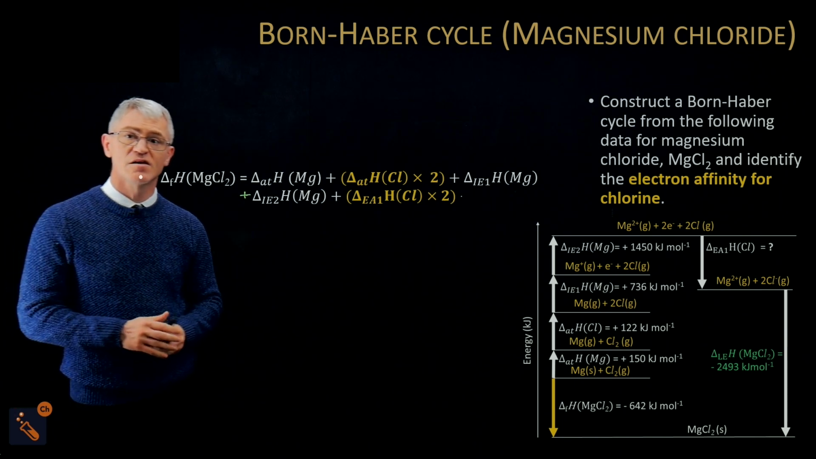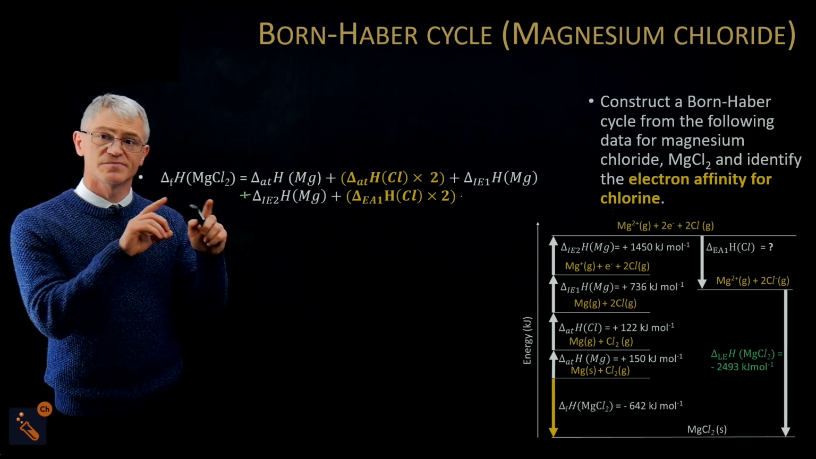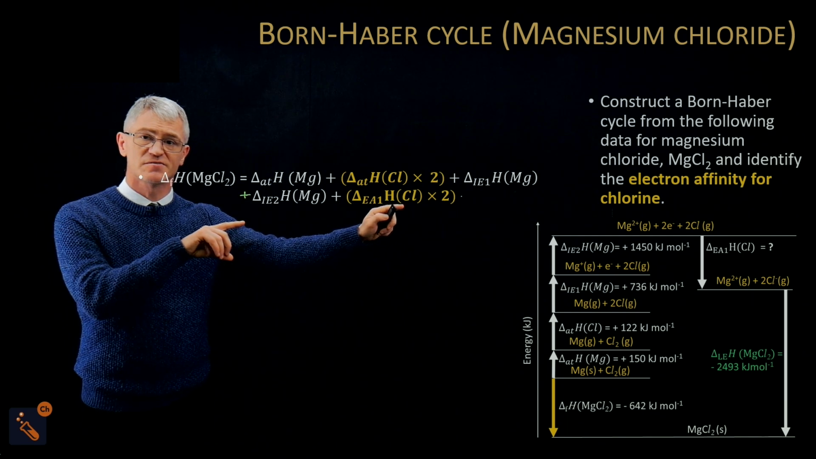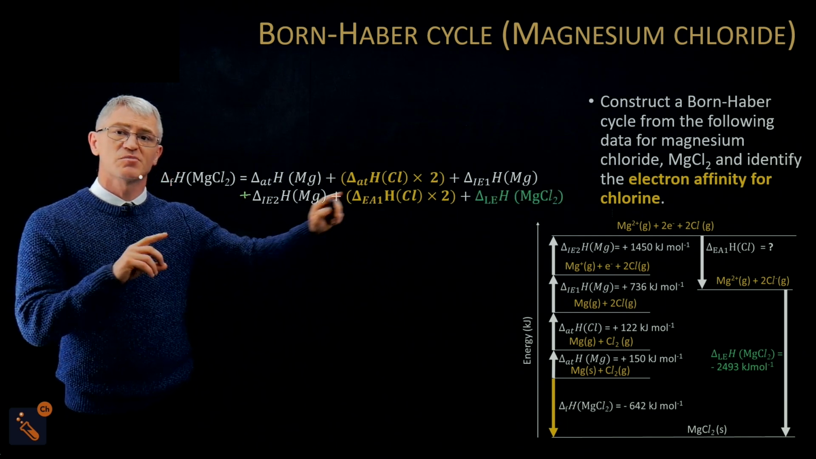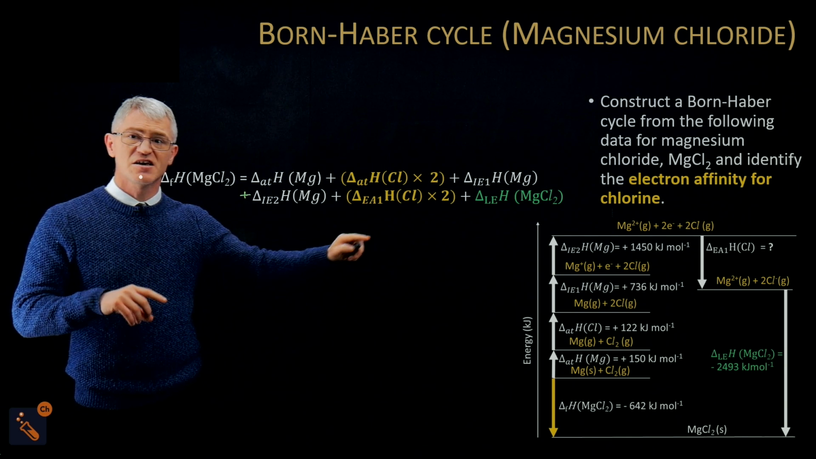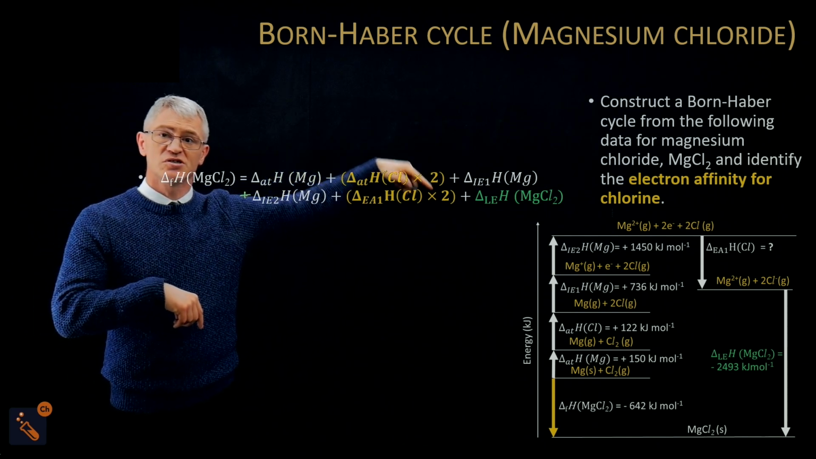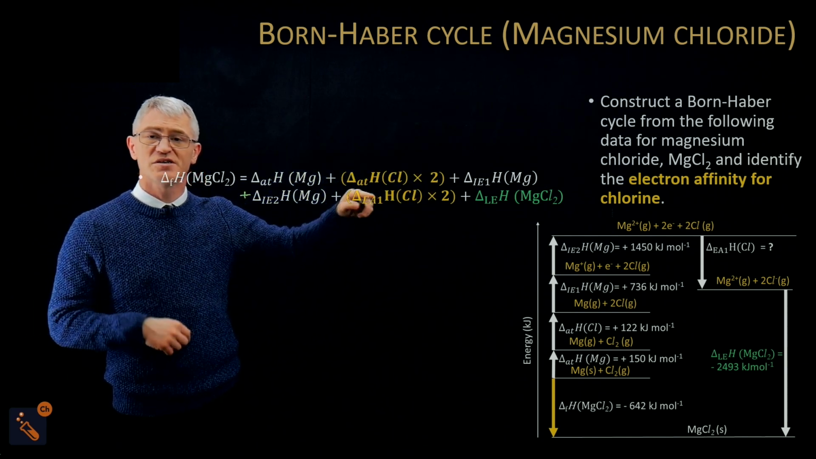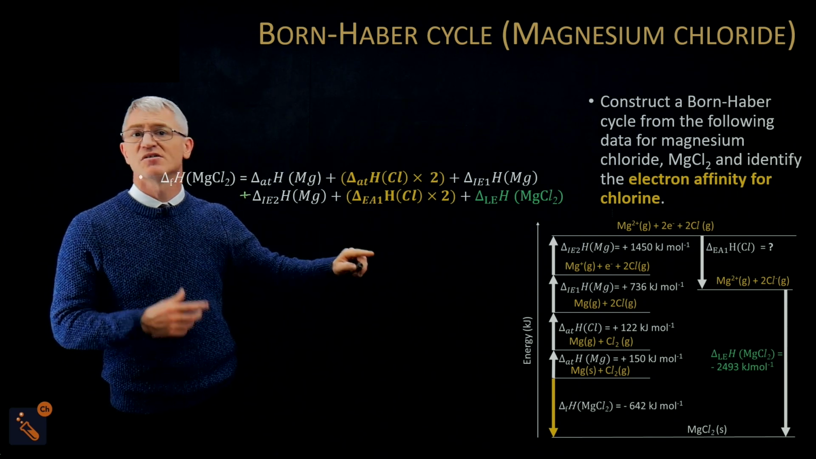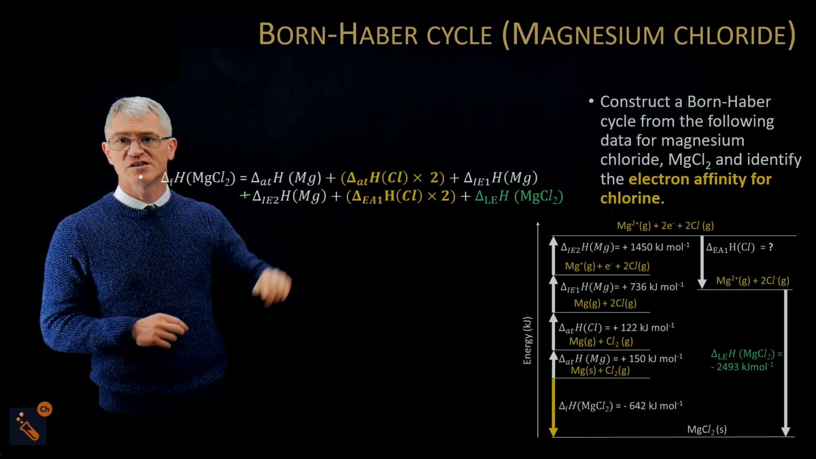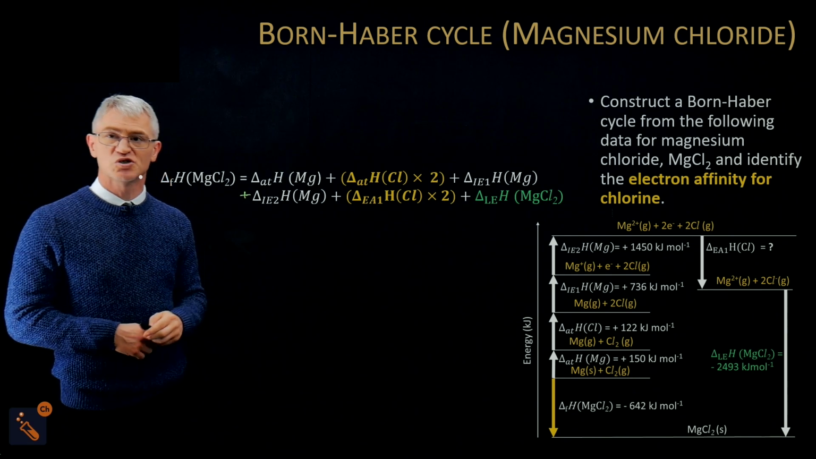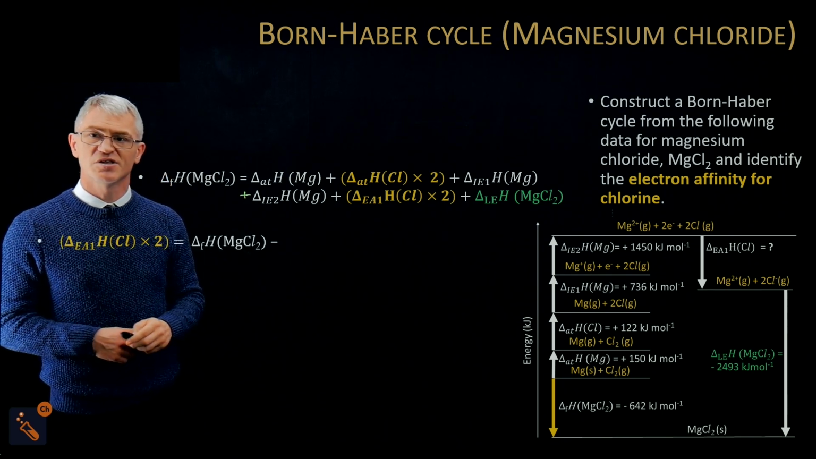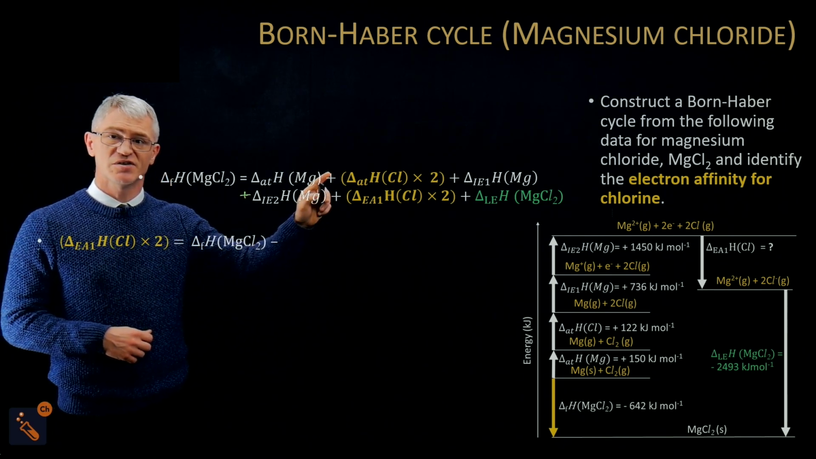Right. So we've got that plus this, plus the lattice enthalpy in green. And a really important thing, times 2. We're doing the electron affinity 2 times because we've got 2 chlorines. We're doing the atomization 2 times because we have 2 chlorines. We then rearrange the whole thing. So we've got to rearrange it.